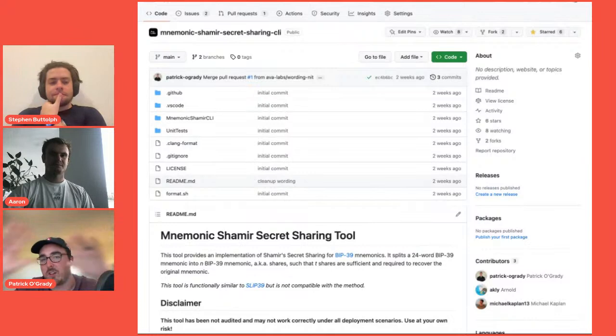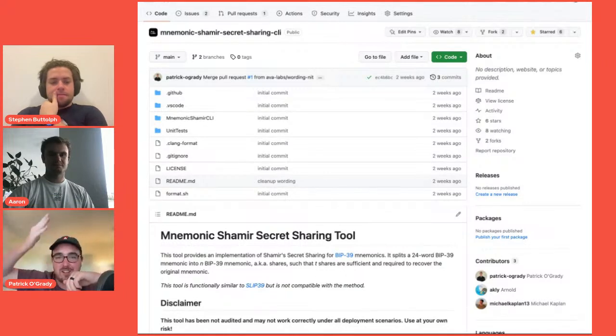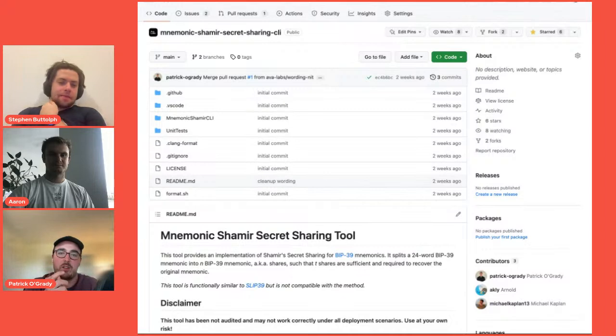But the idea here, the finished product, is you've got your 24 words, you put them in somewhere, and it spits out any number of sets of 24 words. So maybe it turns your 24 words into 5 sets of 24 words. You store those in different places. And then if you get 3 of those 5 sets together, you can regenerate your original words.